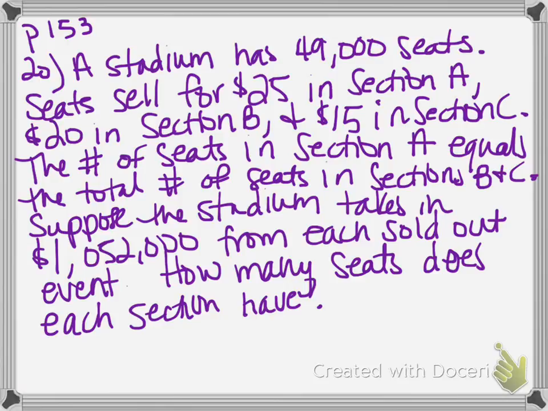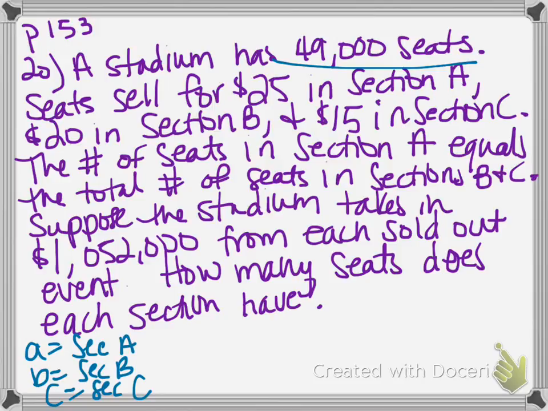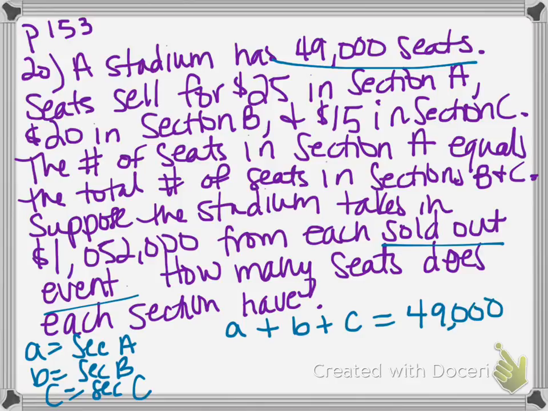And so first what we would need to do is we need to label our variables. So I would say that A is section A seats, B is section B seats, and C is section C seats. You can label however you want, but basically we have sections A, B, and C. So the first thing is we're told that the stadium has 49,000 seats. And we're talking also about a sold out event. That means the seats in section A plus section B plus section C would have to equal the max amount, which is 49,000 seats.